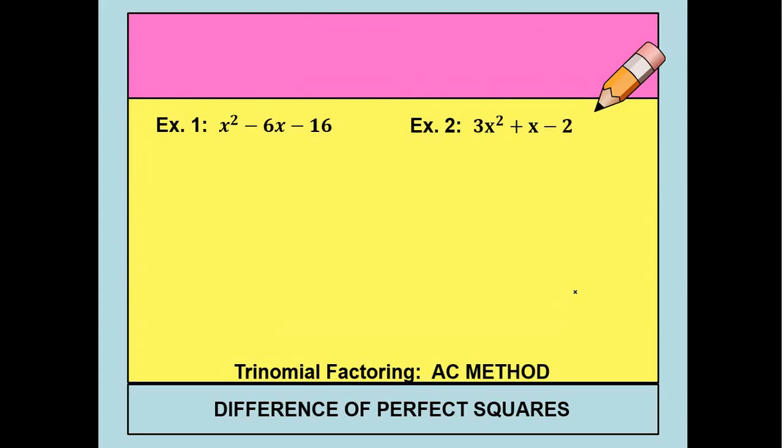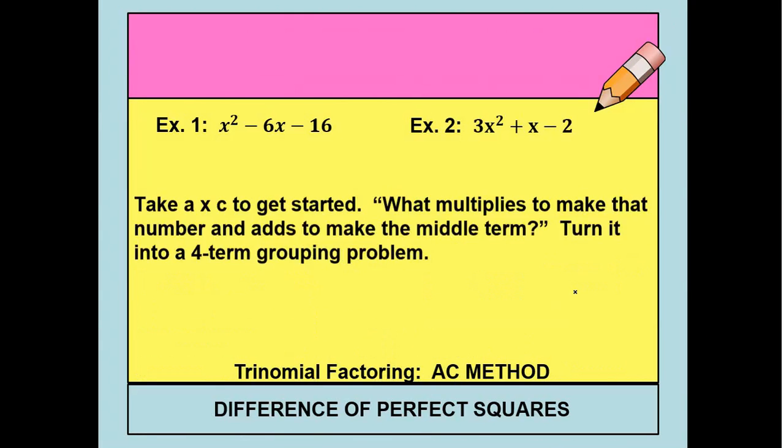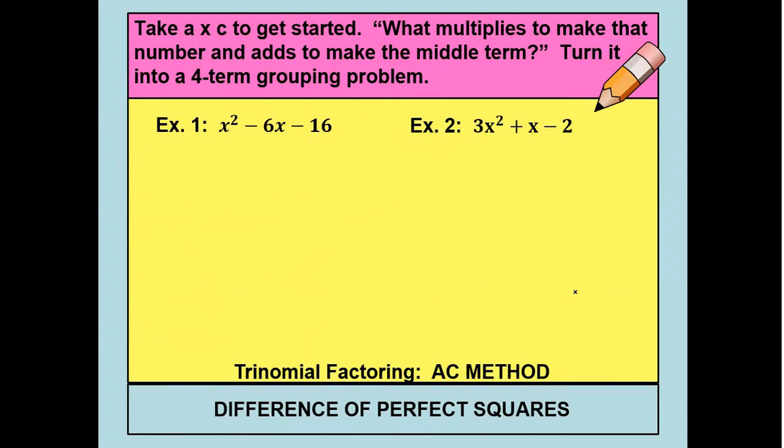Let's look at the AC method of factoring. So basically what you're going to do is you're going to take A times C to get started. So A is the first number with the x squared, and C is the non-x term. Then you're going to ask yourself, what multiplies to make that number and adds to make the middle term? Turn it into a 4-term grouping problem. So let's look at this one. I have a 1 here. It's not there, but technically we know it's there.